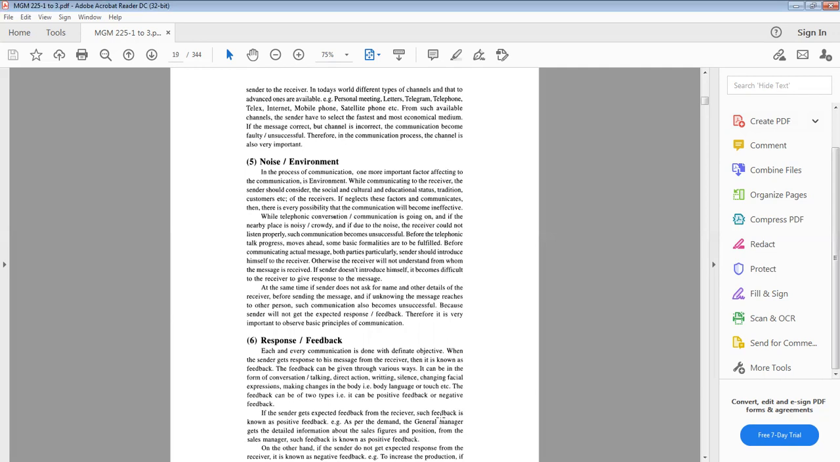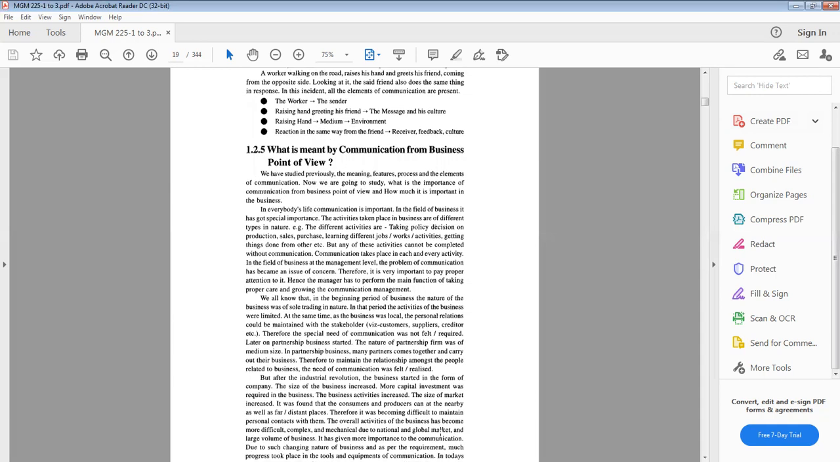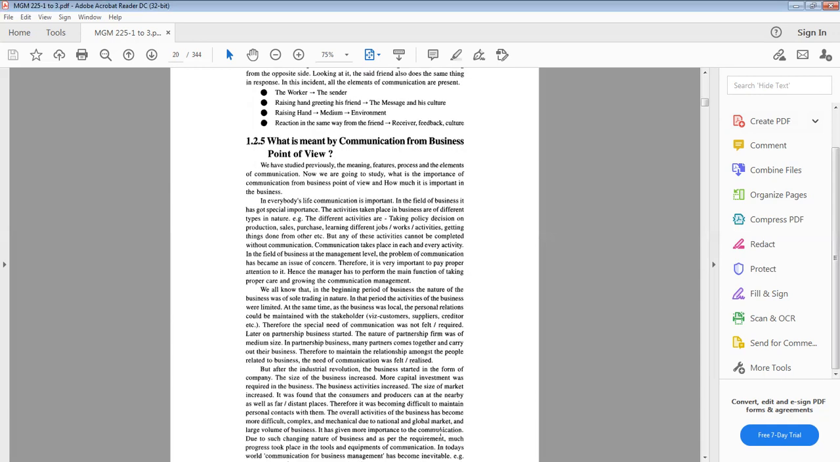Now we'll go to the next point, which is the meaning of communication from the business point of view. Students, we have studied previously the meaning, definition, features, and process and elements of communication. Now we are going to study the importance of communication from the business point of view and how important it is in today's business. In everybody's life, communication is important. In the field of business, it has special importance.